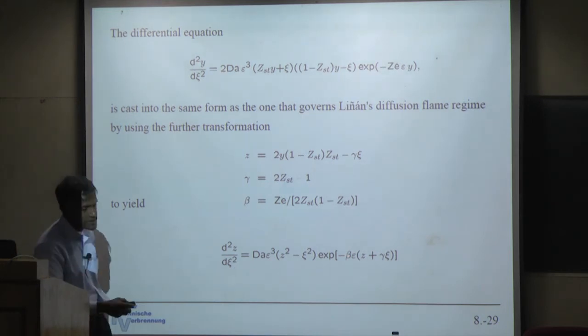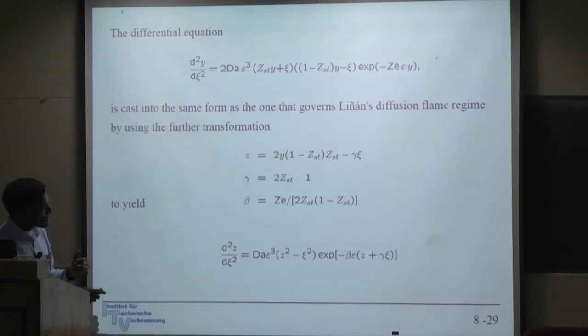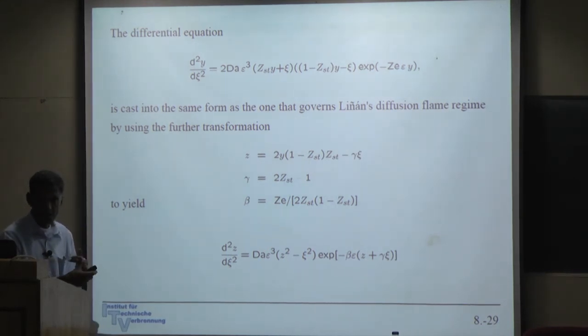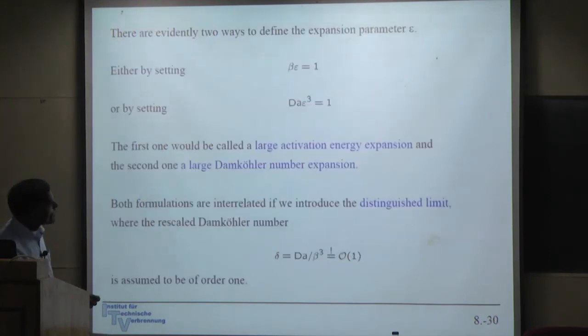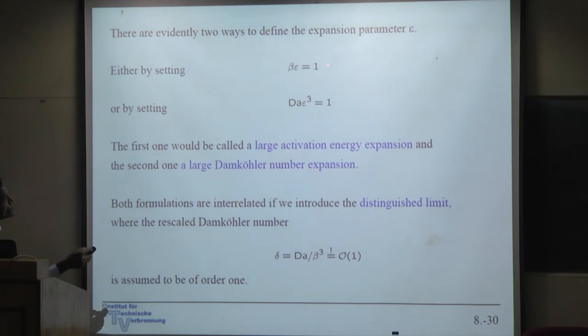But it turns out, just like the homogeneous reactor problem we looked at, this problem has large Damköhler number as well as large activation energies. Therefore, it's a distinguished limit. So there are two ways to define the expansion parameter, either by this or by that. This is called the large activation energy expansion, and this is the large Damköhler number expansion. Both are equivalent if you look at the so-called distinguished limit.